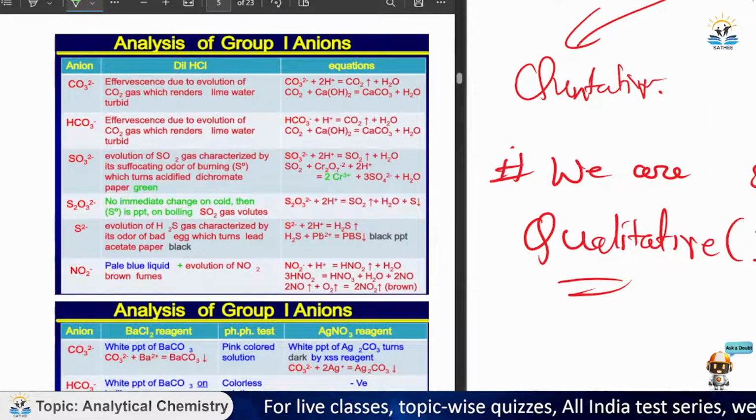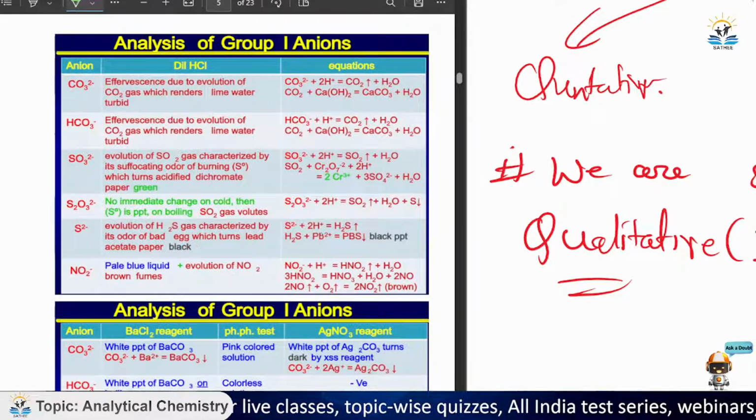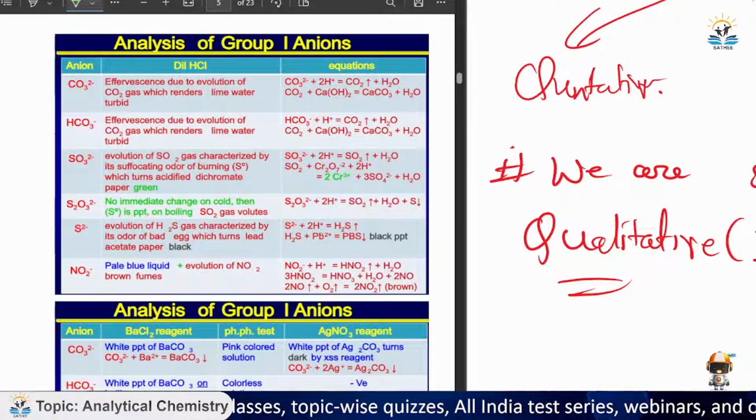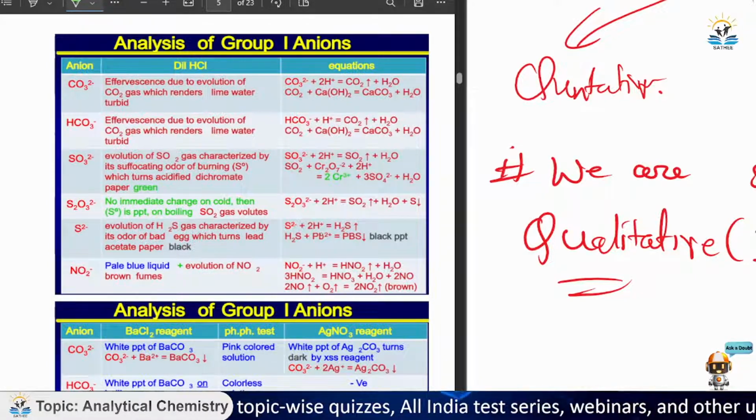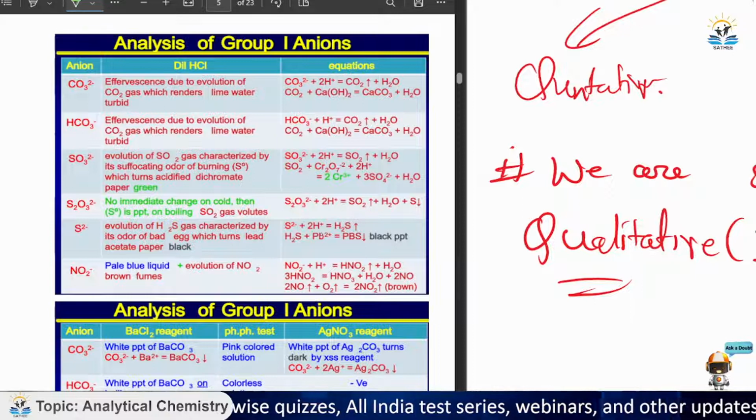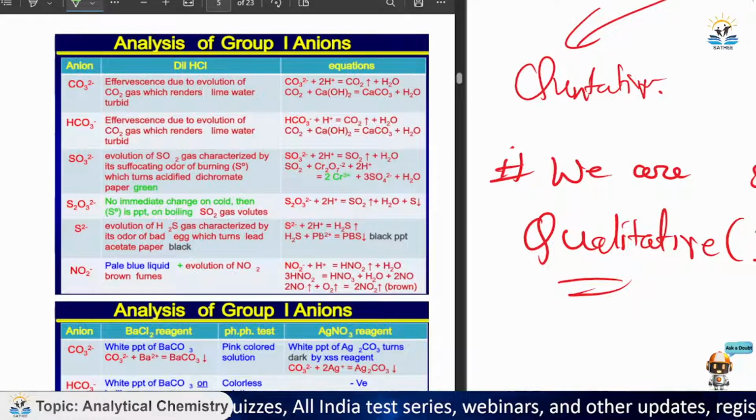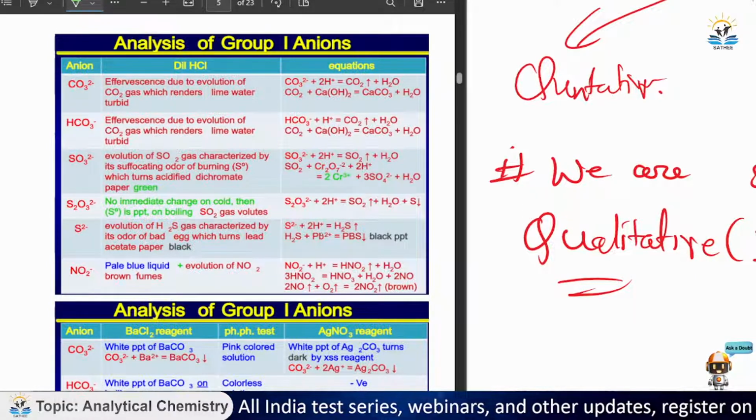Okay, we have the analysis of group 1 ions. I will not discuss all the parts. First I will discuss only the dilute HCl part. I have provided the extra details also so that you can refer to them.